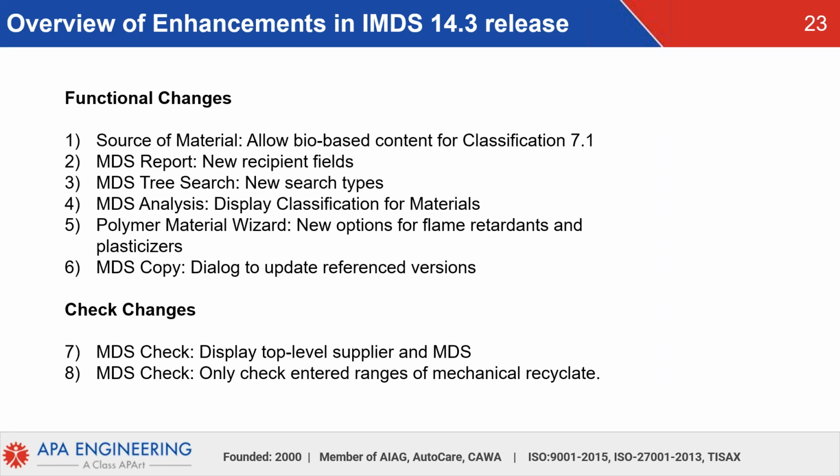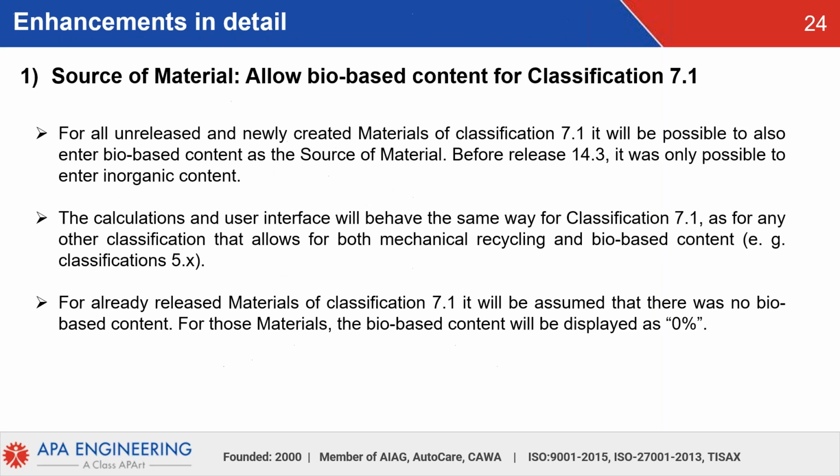So let me move on. The first enhancement in detail is the source of material, which is allowing bio-based content for classification 7.1. Before the 14.3 release, that is till now, it was only possible to enter inorganic content under the classification of 7.1. Whereas we can enter bio-based content under other classifications, for example classification 5. The 7.1 classification materials will not allow entering bio-based content, only inorganic contents can be entered.